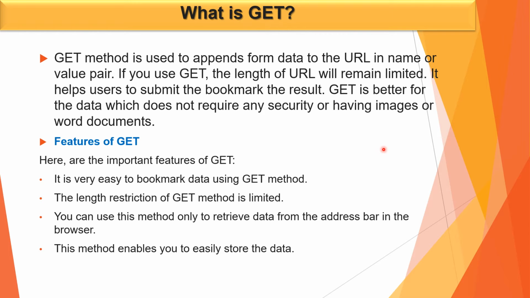Particularly, a get method is used to append the form data to the URL in the name or value pair. If you use get, the length of URL will remain limited. So that will help users to submit the bookmark the result. The get is better for the data which does not require any security or having images or Word documents.